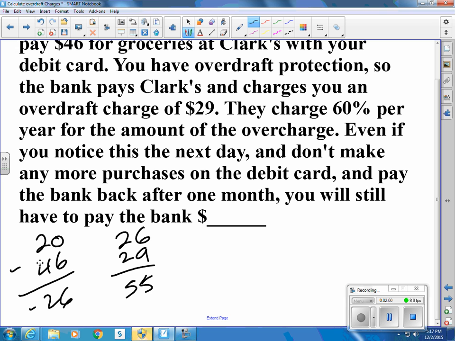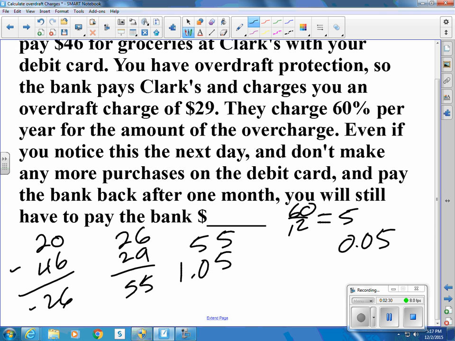We didn't notice, we paid them back after a month, and so we have to pay interest on that $55. And so for a year it would be 60%, but for 1 month it would be 1/12 of that. The 60% divided by 12, that's 5%. Five percent is 0.05. So if I multiply that 55 by 1.05, that will add the interest on as well. Calculator says that is $57.75.